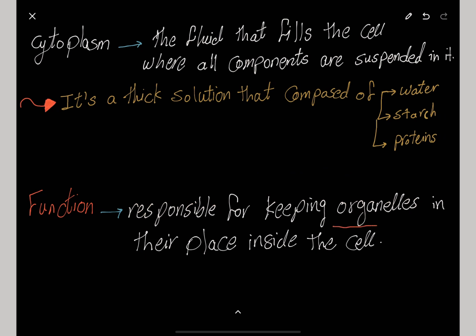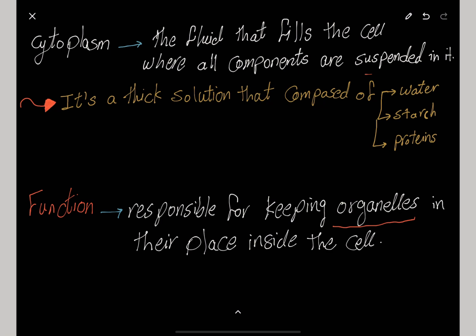What are these organelles? As we said before, if I take the plant cell, I will find it contains the cell wall, plasma membrane, subvacuole, cytoplasm, green plastids, and nucleus. The cytoplasm is inside the plant cell, surrounded by the plasma membrane, which is surrounded by the cell wall.